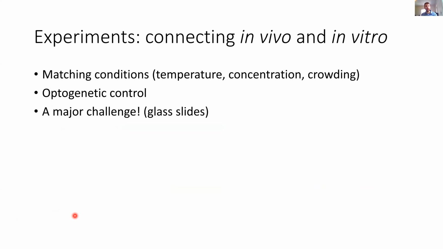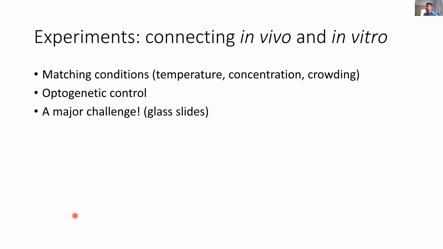We had questions about performing experiments and connecting what's happening in vitro, or in a test tube, to what's happening in vivo, or inside cells. And I have to say, I'm a theorist, so I don't want to get in too much trouble by saying too much about experiments. But what I will say is that people work really, really hard to match the conditions in vitro and in vivo. So of course, you're going to try to do your experiments at the same temperature that the cell would be in. You want to try to match the concentrations as much as possible.